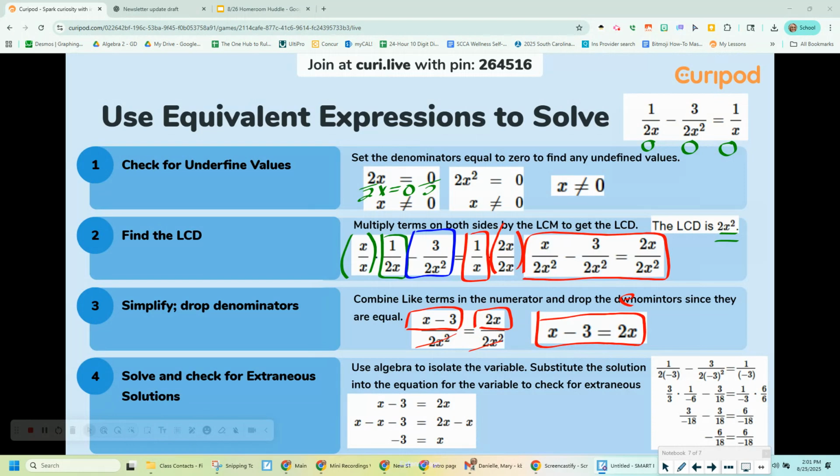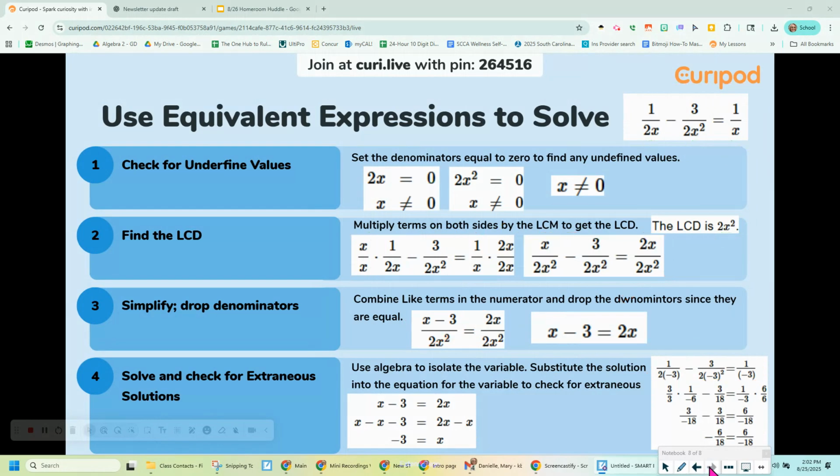And that's going to leave me with x equals negative 3. I'm going to take the negative 3 and substitute it back into my original equation. Anywhere there's an x, I'm going to put negative 3 in, and I'm going to solve it till I get the same on both sides. Negative 6 over 18 equals negative 6 over 18. That is the same, so that is checked, and it is a viable solution, not extraneous.